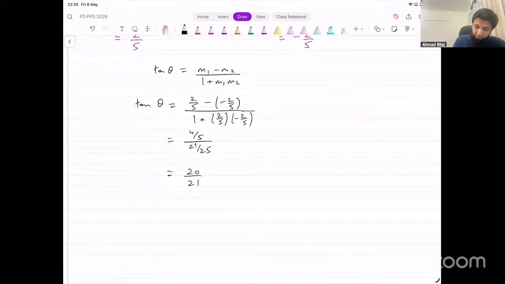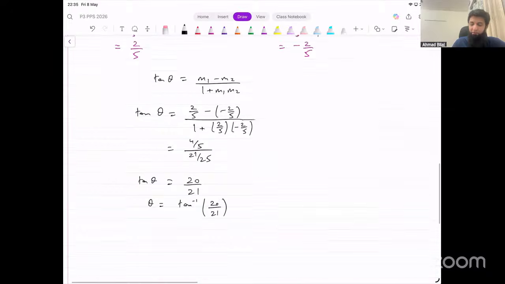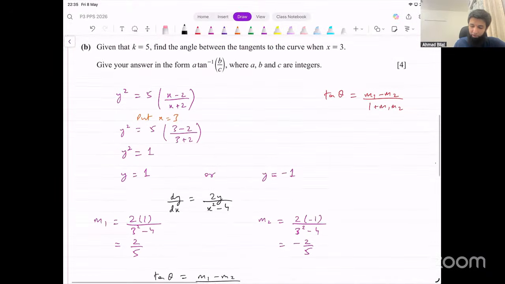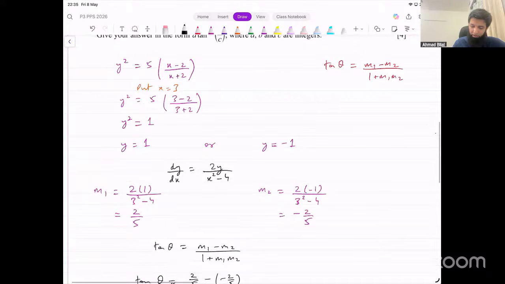20 over 21, right? Tan theta is 20 over 21. Now, what about the value of theta? That's tan inverse of 20 over 21. That's what we were looking for. That's our final answer.